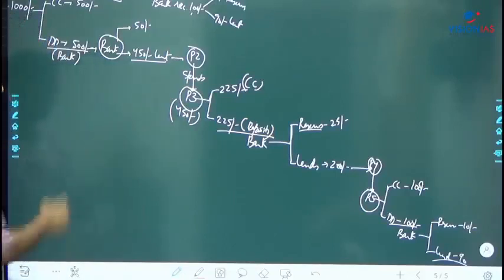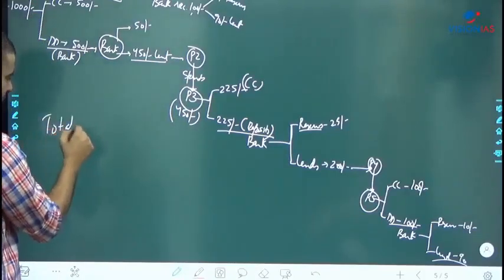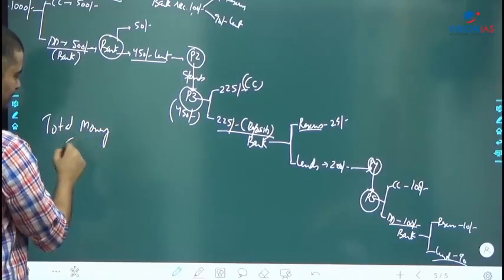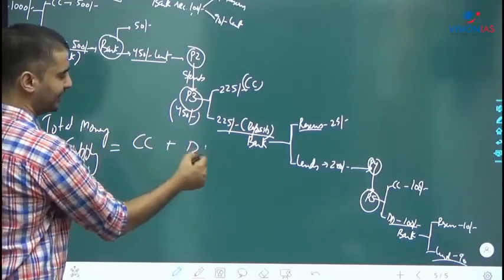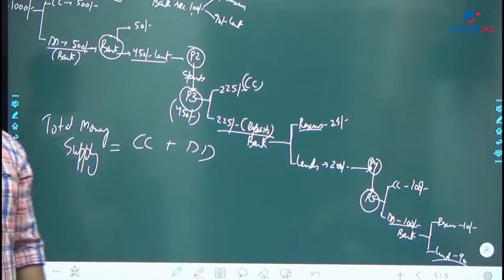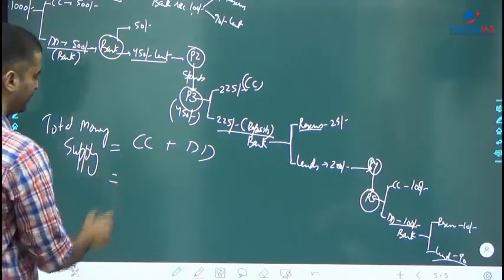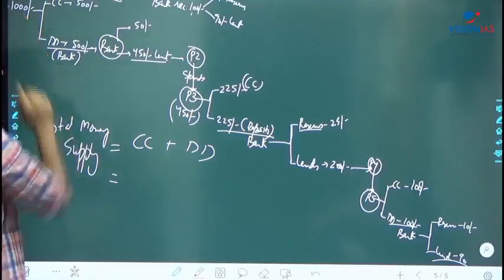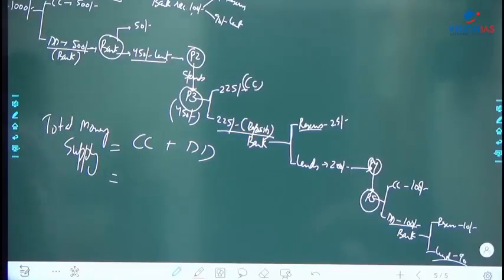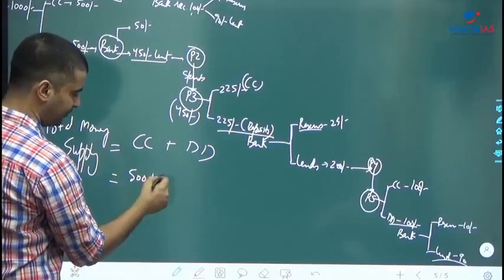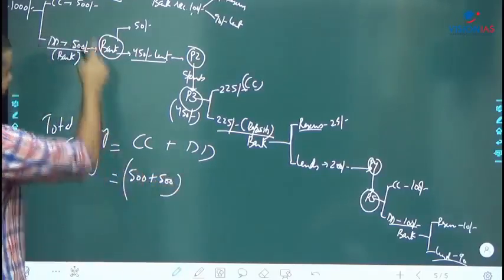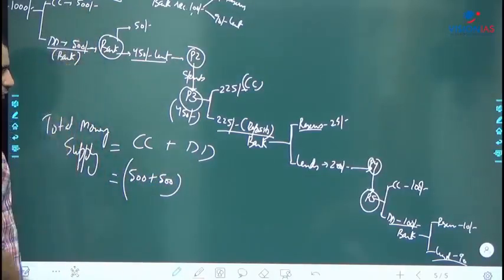Let's calculate the total money supply. Total money supply will be CC plus DD, currency in circulation plus deposits. How much will it be? 1000 rupees were initially injected into the economy, in the form of CC plus DD: 500 rupees currency, 500 rupees deposit. So initial is 500 plus 500. 500 in the form of cash, 500 in the form of deposits.